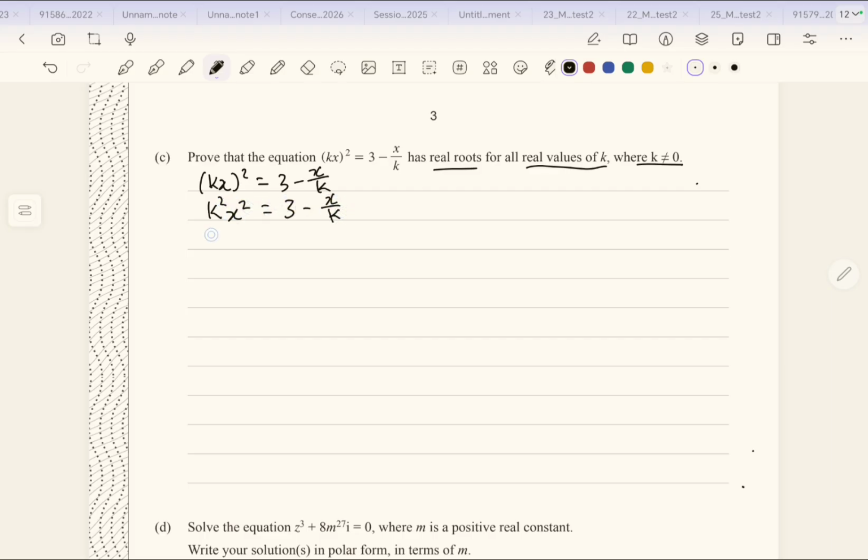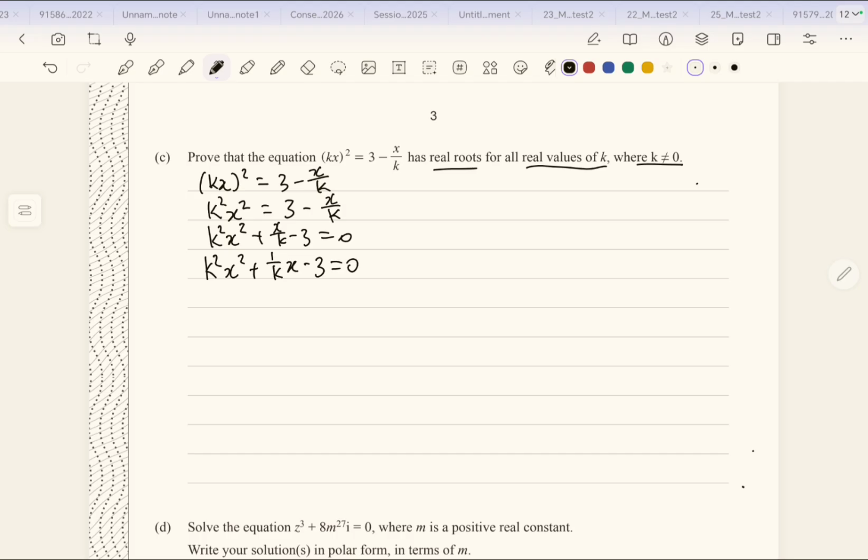And now let's put this equation into a quadratic form, which is k squared x squared plus x over k minus 3 equals 0, if this makes sense. And then for this term, x over k, we can write it as 1 over k times x, minus 3 equals 0. That's just easy to spot.